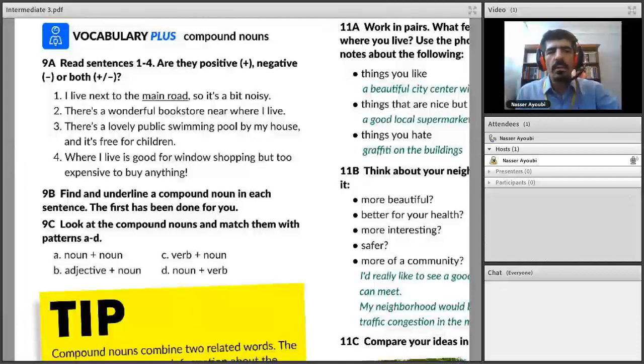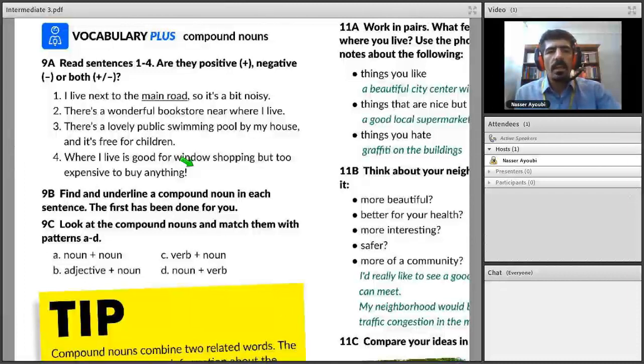Number 1. I live next to the main road, so it's a bit noisy. Main road, it can be both, I think, because first, it's negative because of the noise. It can also be positive because you won't have to walk a long way to, for example, catch a taxi or bus. And by the way, in number 1, main road is the compound noun.